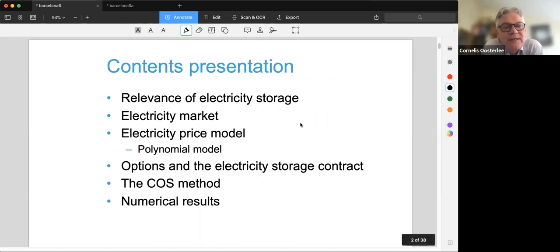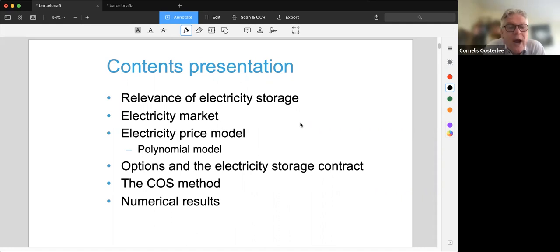So the contents of the presentation: I'd like to say something about the relevance of electricity storage. I'll say something about the electricity market. Then we have a pricing model for the electricity price, and that's a polynomial model, a so-called polynomial process. And I will be brief about the polynomial process. I'll say something about options and the electricity storage contract. Then we do it with the cost method, and I show some numerical results.